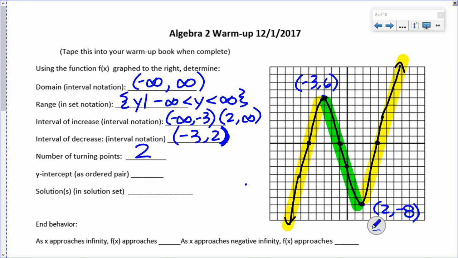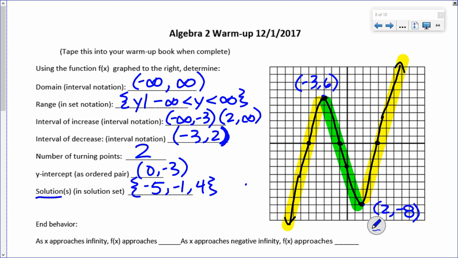Speaking of turning points, there's 2. The y-intercept is at (0, -3). And the solutions, again, I'm trying to use all these words interchangeably. Solutions just means x-intercepts, which are at -5, -1, and looks like 4. -5, -1, 4. Solutions are x-intercepts, so I'm just listing those off.